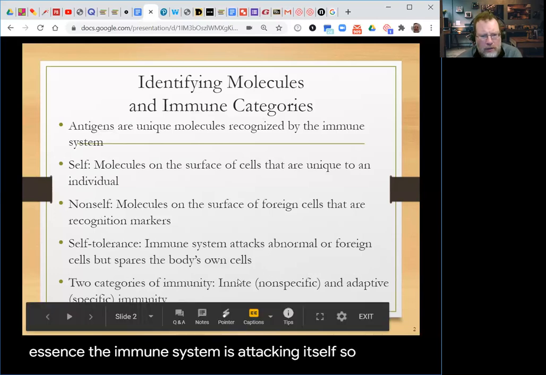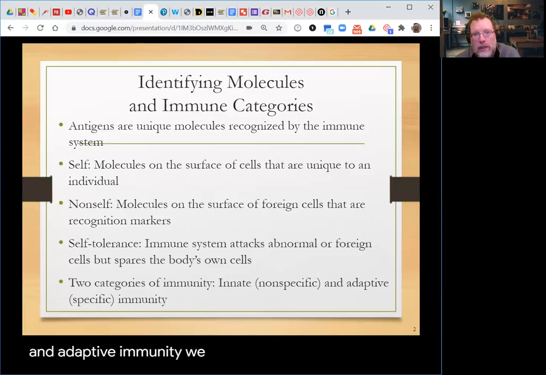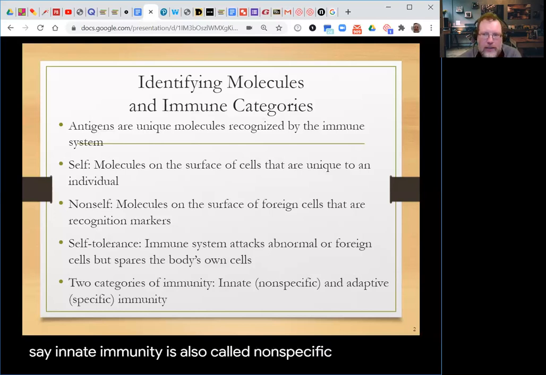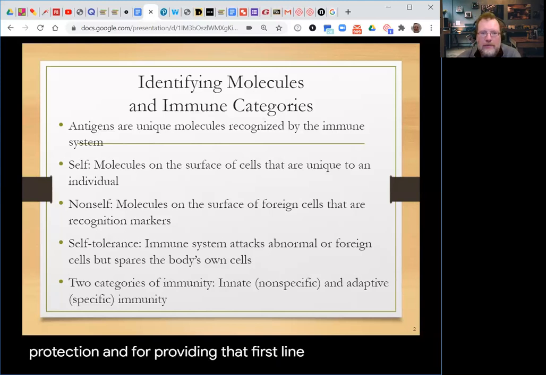So we also see a couple of categories of immunity, innate immunity and adaptive immunity. We know that innate has to do with being born with. Adaptive means you attain or adapt to the environment around you. Generally, we would say innate immunity is also called non-specific immunity. So these are a lot of physical barriers, physical mechanisms, some chemical mechanisms that we are born with that are a part of who we are. They're not specific to non-self antigens. They're more or less for protection and for providing that first line of defense.